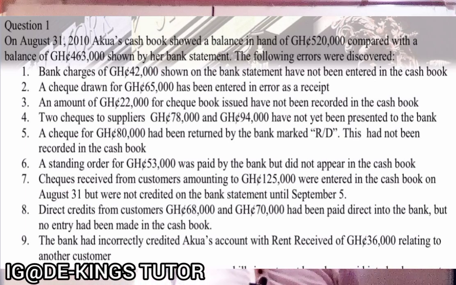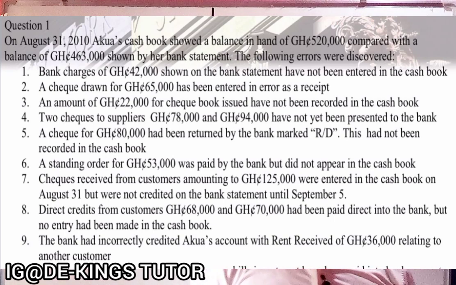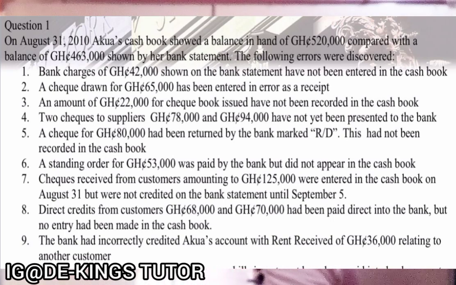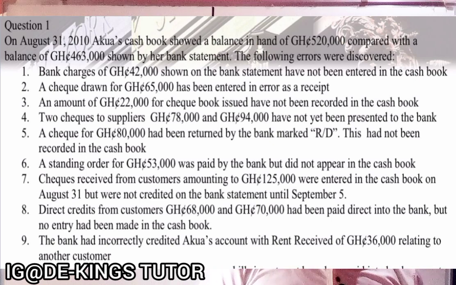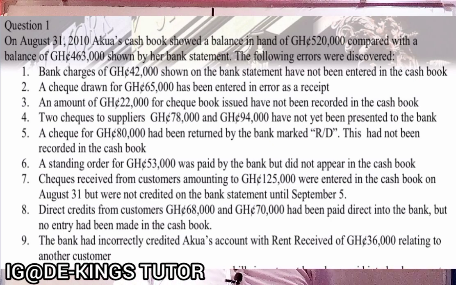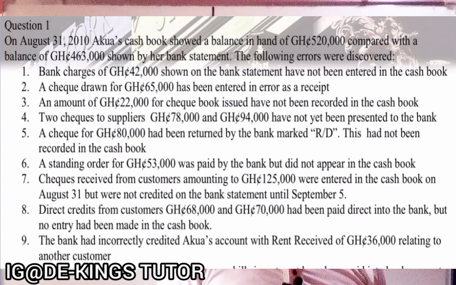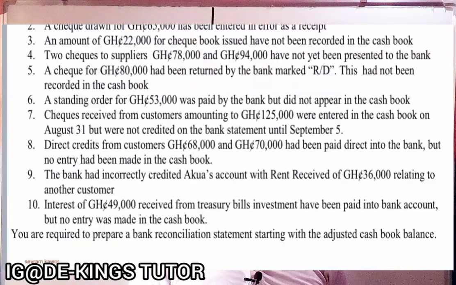Number seven, checks received from customers amounting to 125,000 Ghana cedis were entered in the cash book on August 31st but were not credited on the bank statement until September 5. Number eight, direct credits from customers of 68,000 Ghana cedis and 70,000 Ghana cedis had been paid directly into the bank, but no entry had been made in the cash book. Number nine, the bank had incorrectly credited Aqua's account with rent received of 36,000 Ghana cedis relating to another customer. Number ten, interest of 49,000 Ghana cedis received from treasury bills investment has been paid into the bank account, but no entry was made in the cash book. You are required to prepare a bank reconciliation statement starting with the adjusted cash book balance.